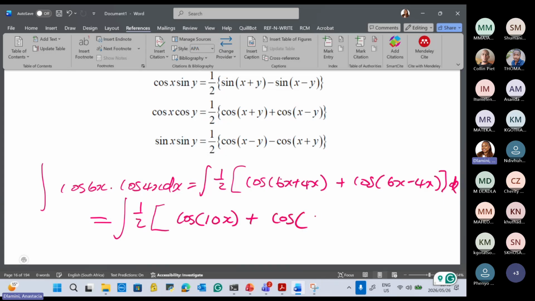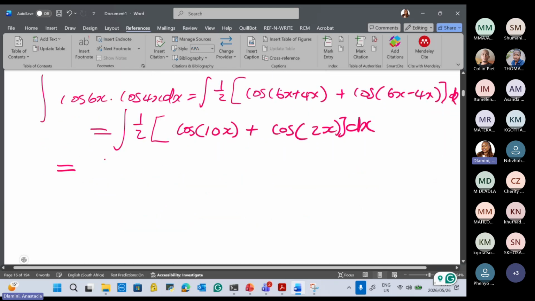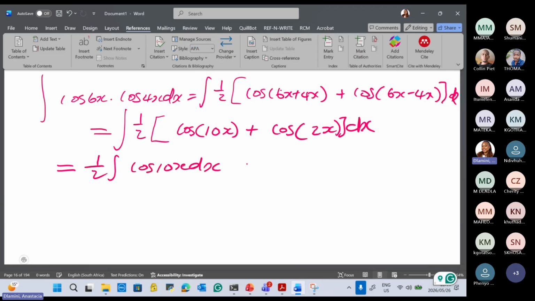And then this is 2x dx. Now, we can separate the integral sign and it comes with a half. So this is the integral of cos of 10x dx plus 1/2 integral of cos of 2x dx. Now, before I match, let me not give answers.